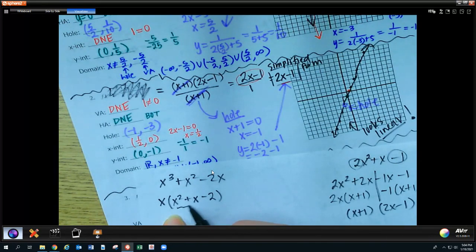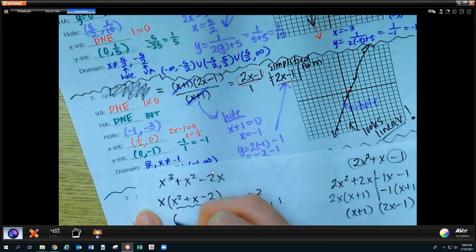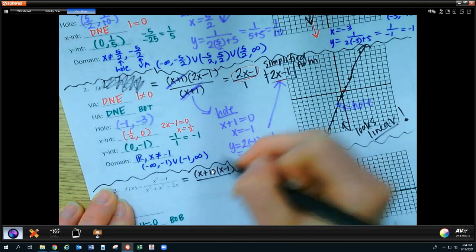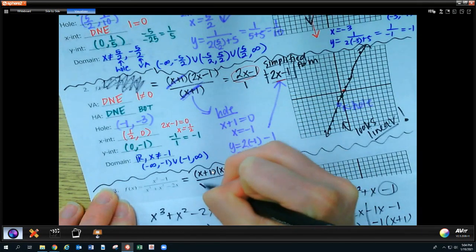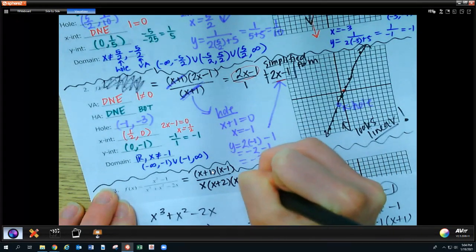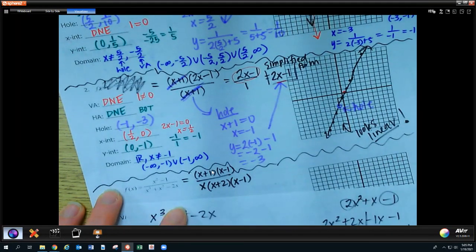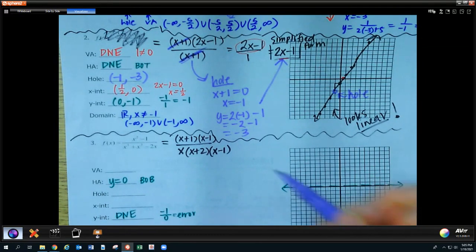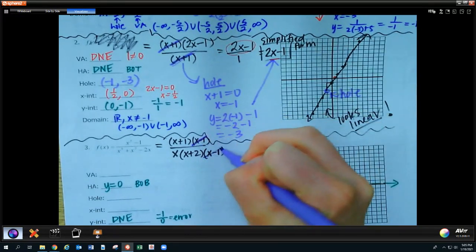Now I'm ready to factor this quadratic. Two numbers that multiply to -2 but add to 1. It's +2 and -1. So that's how the bottom factors. We've got an x plus 2, and an x minus 1. 3 factors on bottom. Once again, we see a common factor, x minus 1.